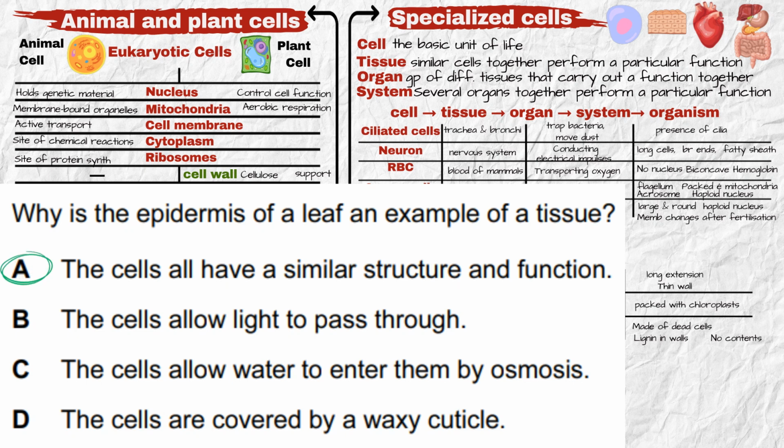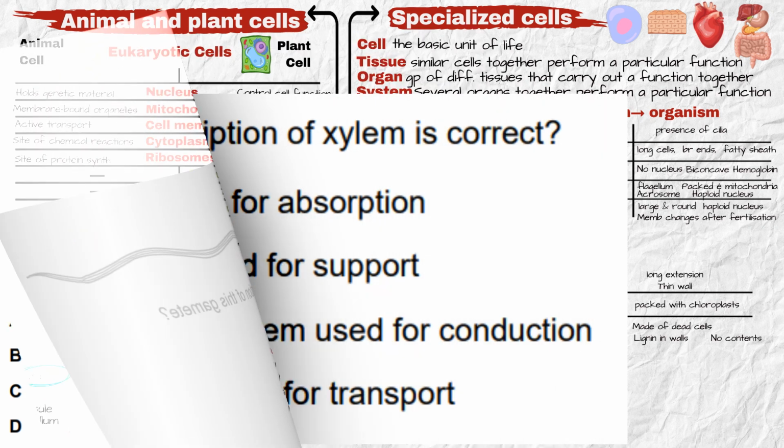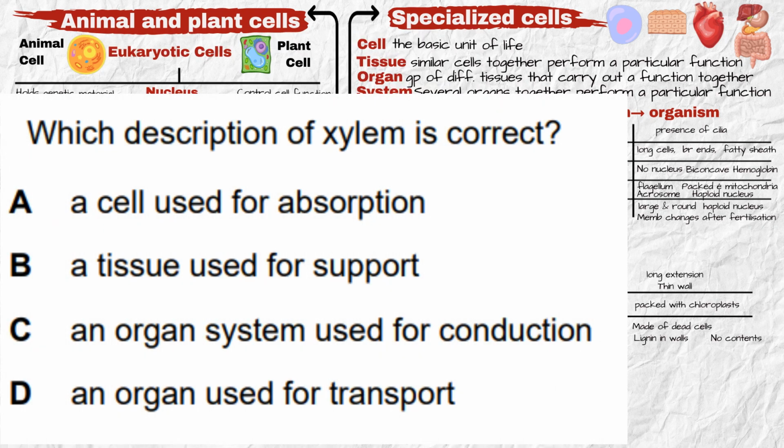Here is a diagram of a male gamete. Which term describes the level of organization of this gamete? Of course, it is a cell. Another question. Which description of xylem is correct? Xylem is what? Xylem is a tissue. It is the only correct option here, number B. So you must know the level of organization and understand it very deep.